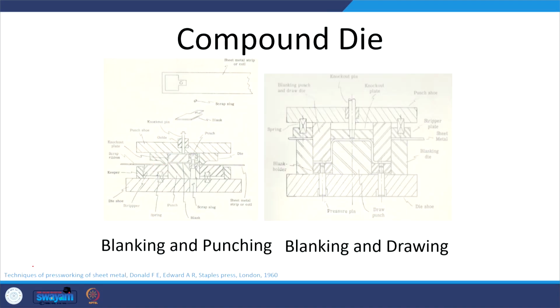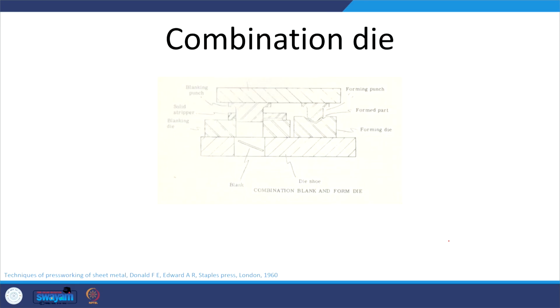Now, we can have the blanking and drawing. So, here first the blanking is done, then the sheet metal will be deformed to produce the shape. So, initially a sheet metal will be cut by the blanking and then it will be subjected to the deformation for the drawing operation to produce the cup shape product.